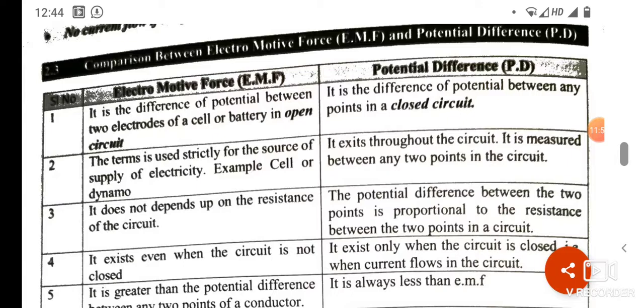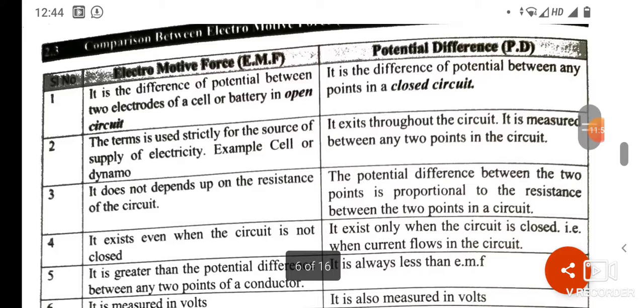In EMF, third point, it does not depend upon the resistance of the circuit. EMF is not in a closed circuit, it is in an open circuit. So resistance is not a dependent factor. In the case of potential difference, resistance is an important factor because it opposes the flow of electrons in the closed circuit. So potential difference between 2 points is proportional to the resistance between 2 points in the circuit.